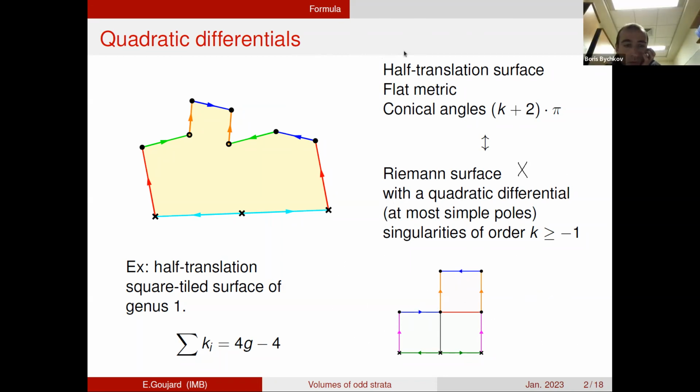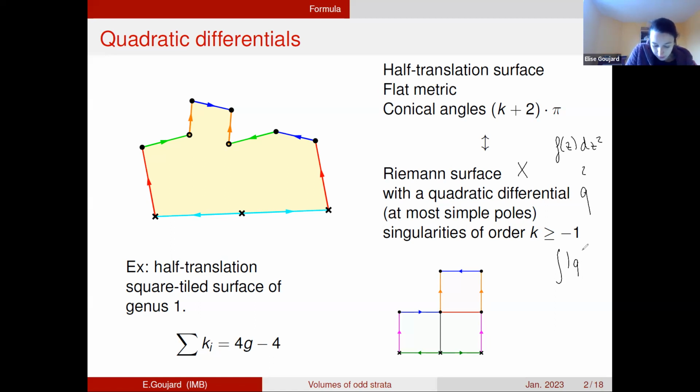Okay, thank you. So I take a Riemann surface X. A quadratic differential is locally modeled as f of z dz squared, and the function f is meromorphic with at most simple poles. The condition on the poles is such that when you integrate the modulus of q over X, it's finite. So it's an integrable quadratic differential. This is the definition, but I rather think of quadratic differentials as flat surfaces, more precisely, half translation surfaces.